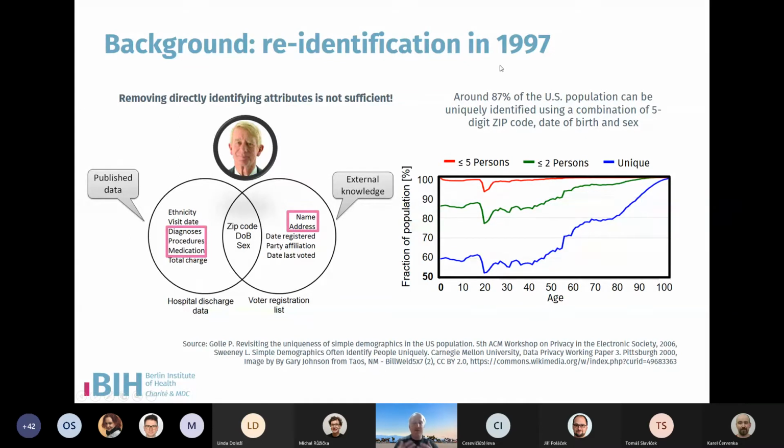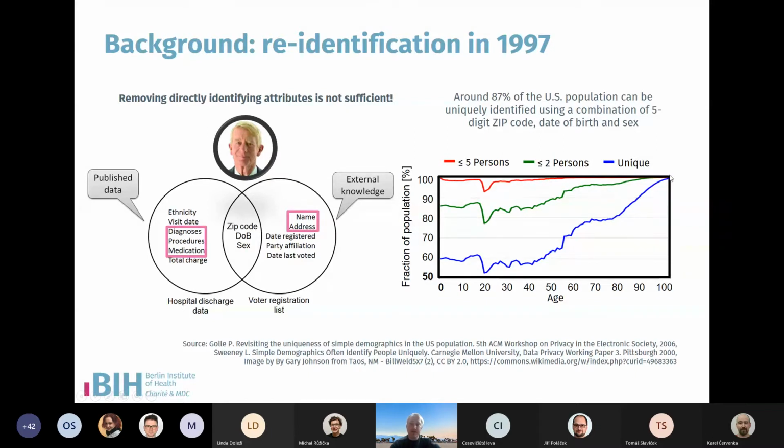There are different estimates. I think this is one of the more strict estimates, but there was a work that basically showed that around 87% of the US population can really be uniquely identified by taking very simple demographic information: a 5-digit zip code, date of birth, and sex. There's a distribution here, and you can see that it, of course, depends a little bit on the age.